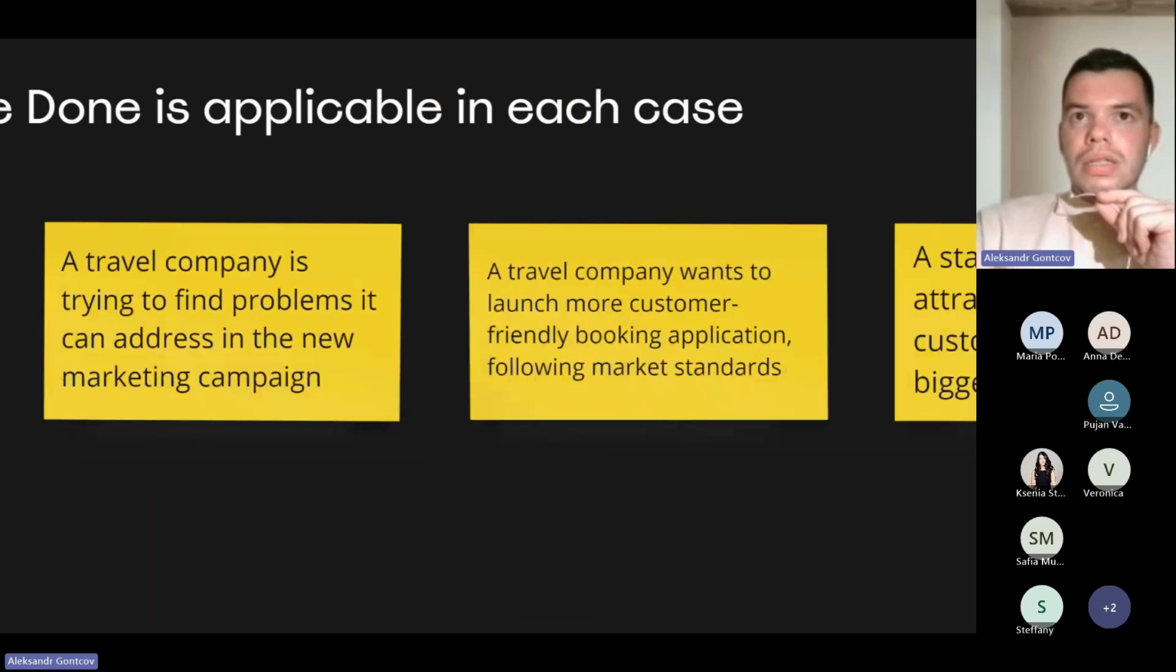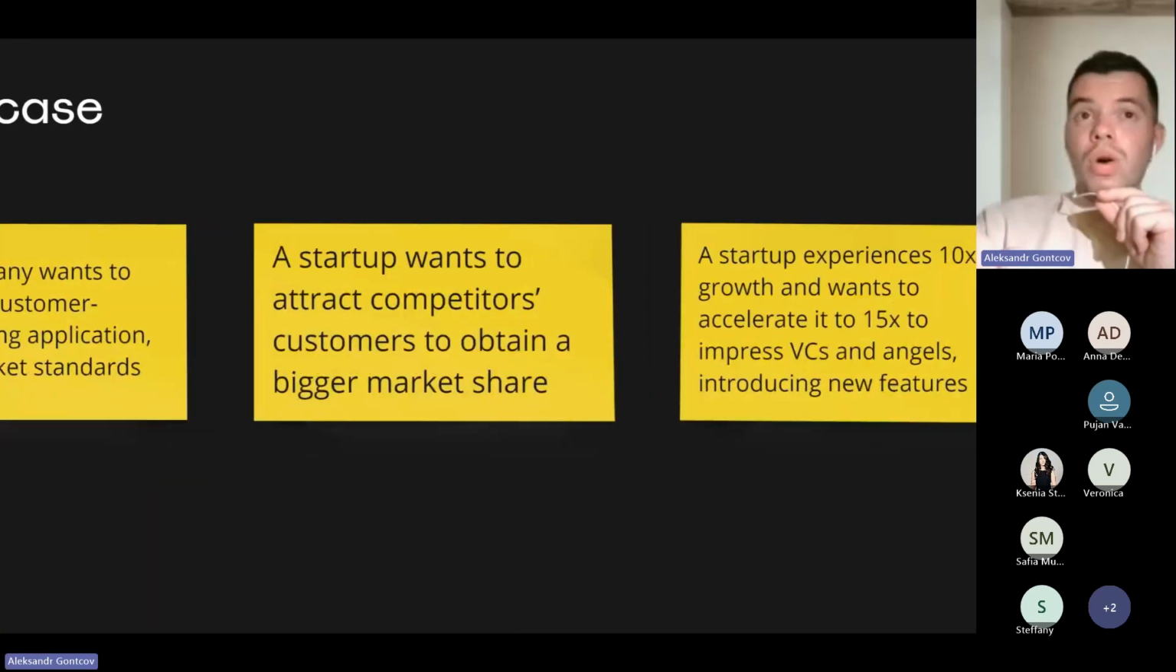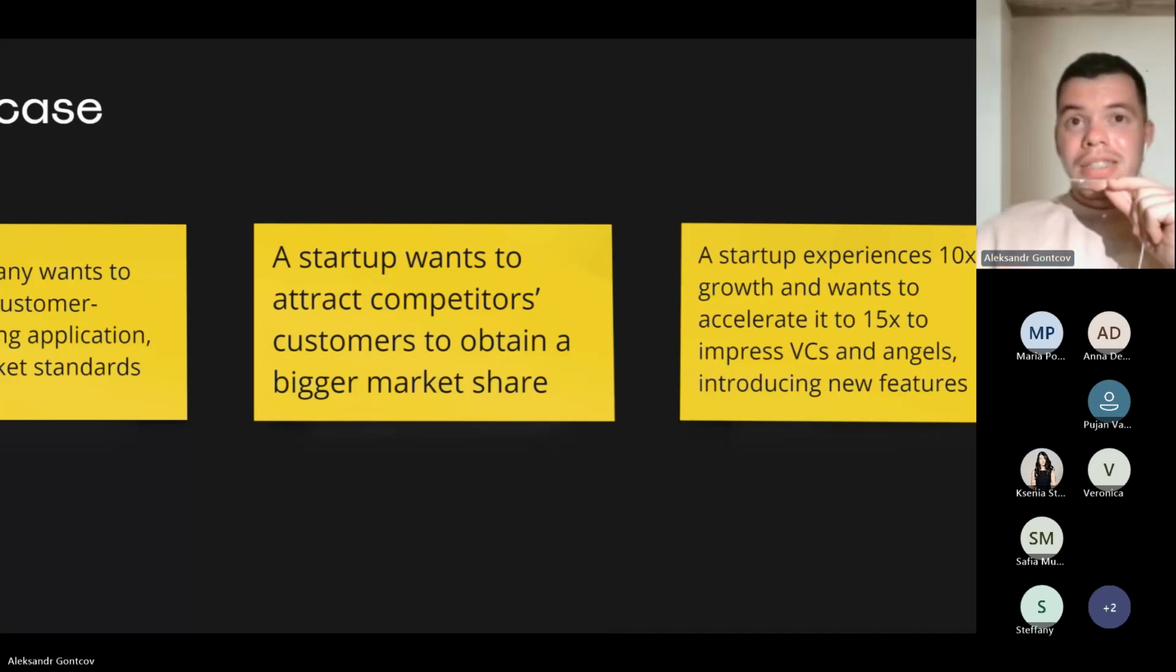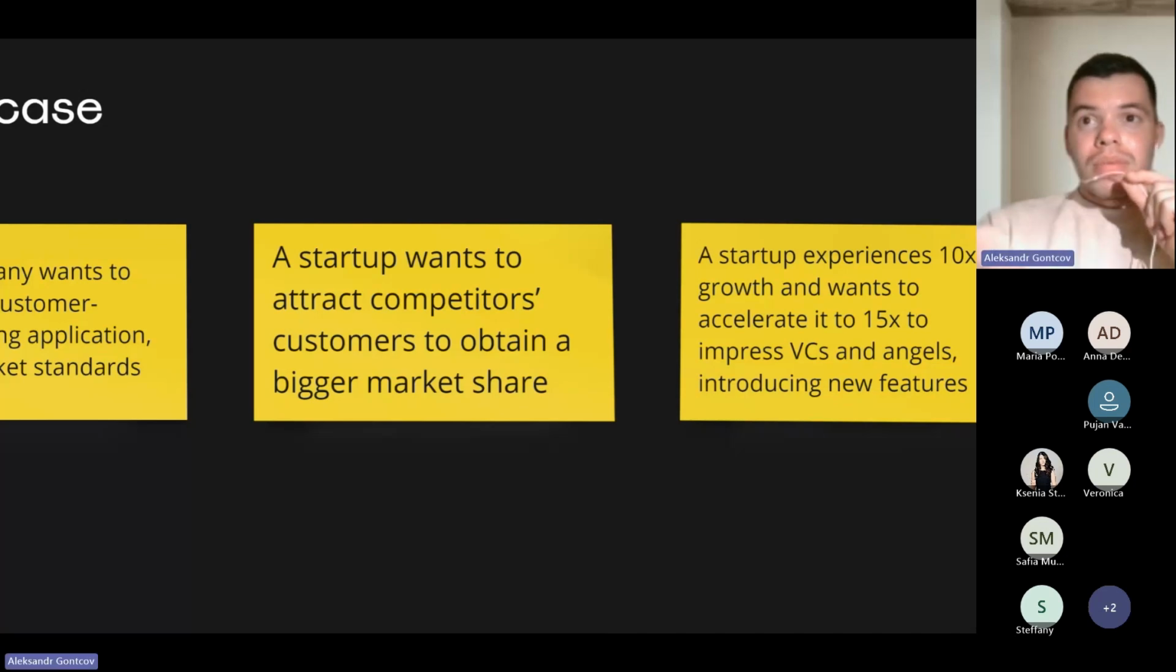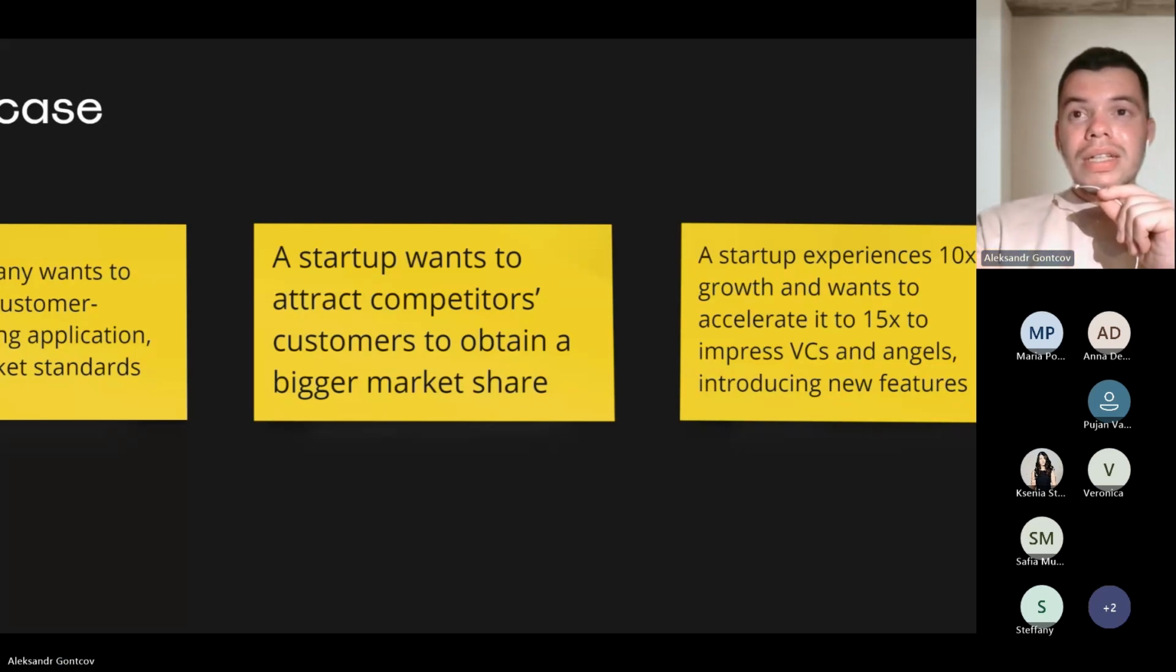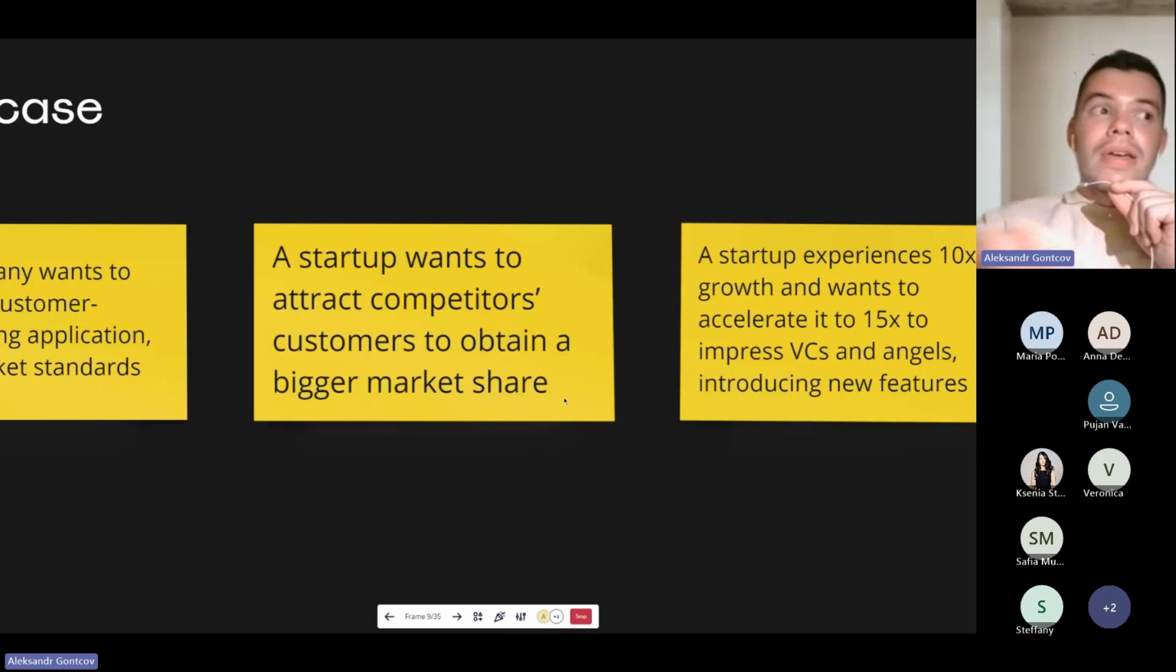Let's go. That's the fourth case. A startup wants to attract competitors' customers to obtain a bigger market share. What do you think? Is jobs to be done applicable here or not? It's actually a little bit complicated case, but just your guess. Stephanie says yes, it is applicable, and I do agree with Stephanie. It is applicable, and we are going to discuss it further in this workshop.